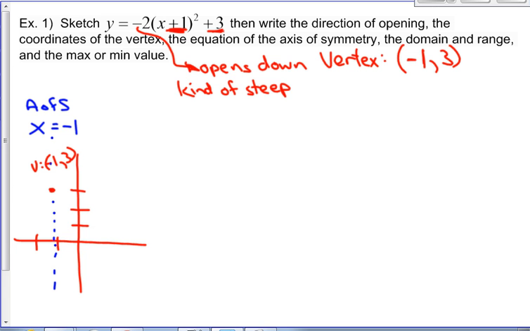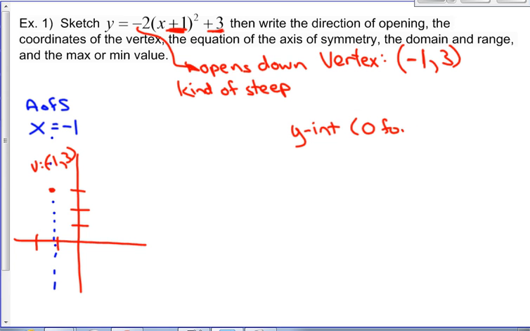A vertical line always takes the form x equals. So to say y equals negative 1 would not be correct. X equals negative 1. The domain and the range, the max and the min values. We better get some more points on here. And the easiest one for us to find would be the y-intercept.